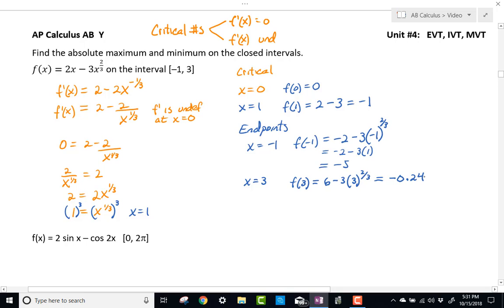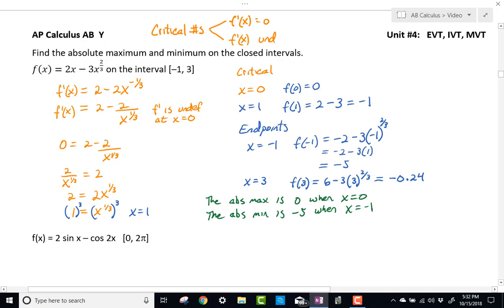All right, so at this point I just need to choose which of the values are absolute max and absolute min. So the absolute max, based on my calculations here, looks like it's 0 when x equals 0. The absolute min is -5 when x equals -1.